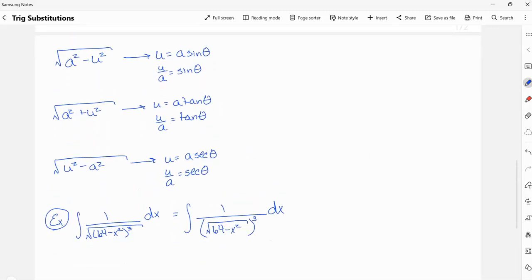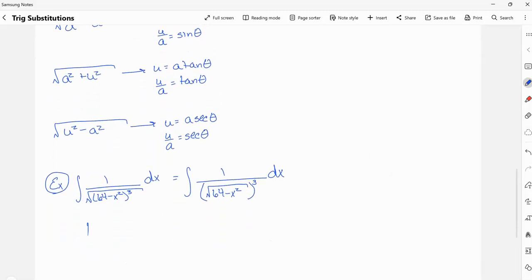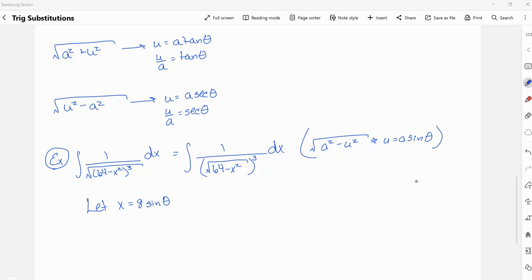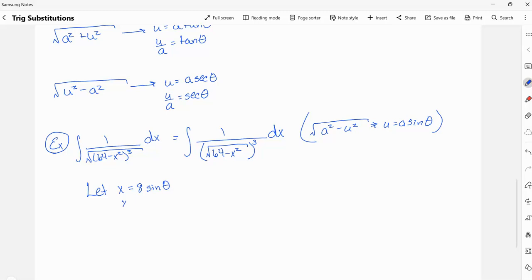This is in that first format, a squared minus u squared. So we are going to let, and since I have x's in here, I'm going to use x instead of u, x equals a sine of theta. My a would be 8. So we have a squared minus u squared, and that's going to be u equals a sine of theta. So that's the format we're using. A is going to be 8 because it's whatever I have to square to get that 64, and I'm just using x for the u. So that means x over 8 is equal to sine of theta.